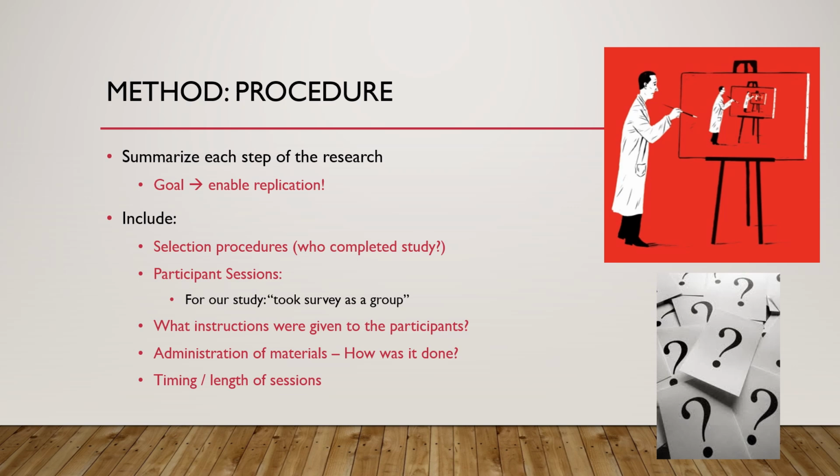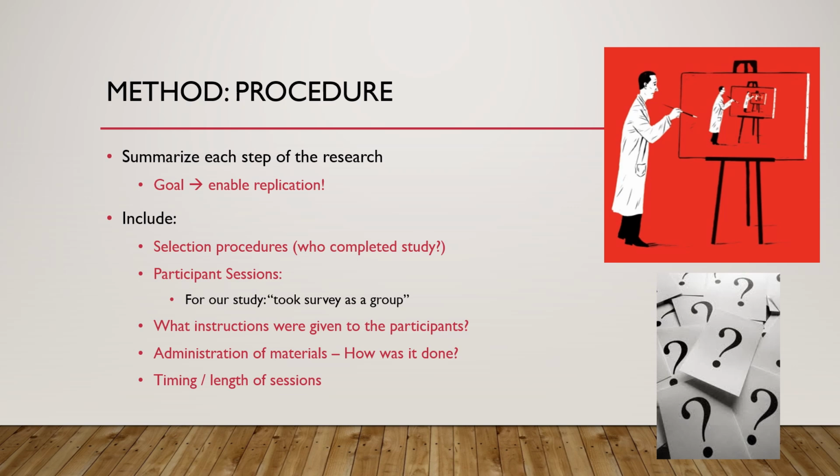The last section is the procedure section. After you've described who you're sampling and what you used, you tell how you went about using those materials to sample from those participants. So you are summarizing each step of the research, and this is particularly for replication: if you get hit by the bus, somebody else can do it.